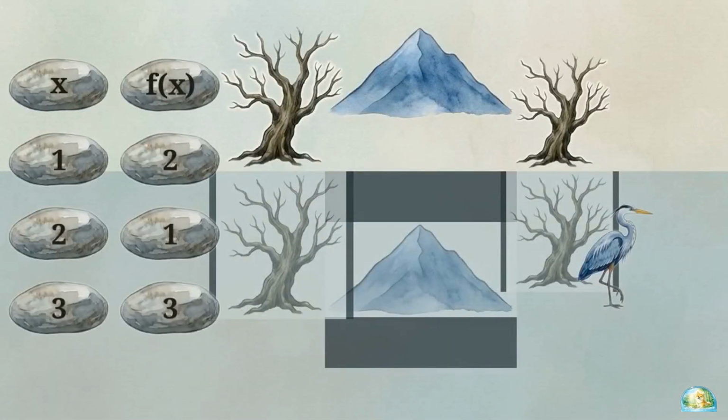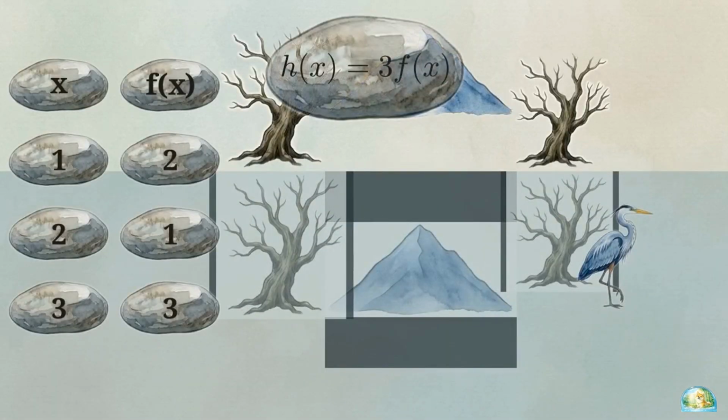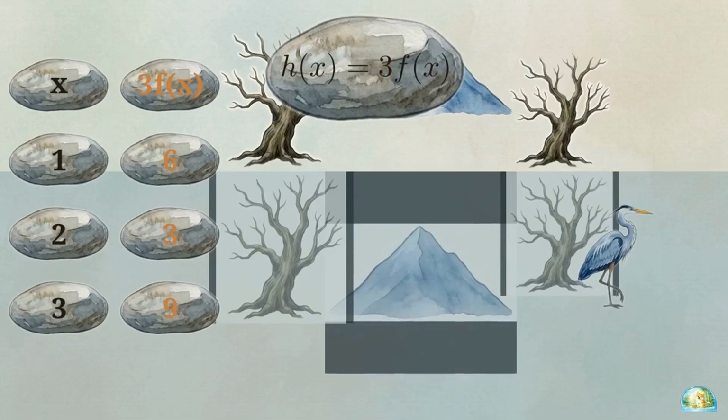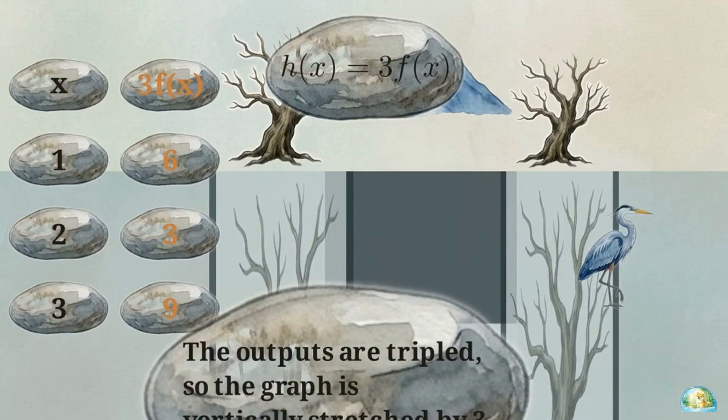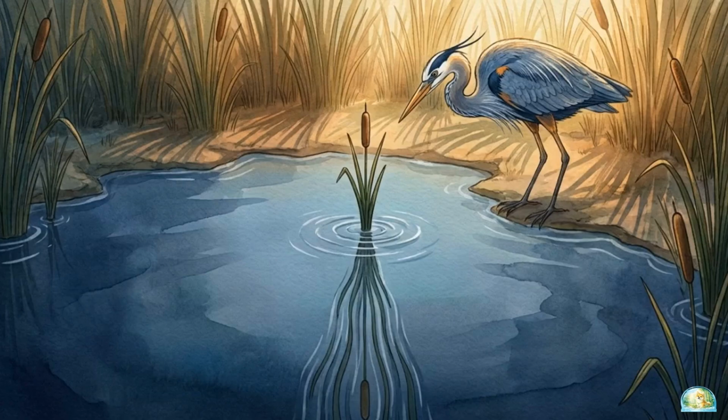As Wren wades into the reflection pool, we see output values marked on the stones. If h of x equals 3f of x, what happens to the outputs of the graph? Multiplying outside the function multiplies each output. Every y value becomes 3 times as large. The outputs are tripled, so the graph is vertically stretched by 3. Applying a multiplier outside the function controls the vertical scale directly.